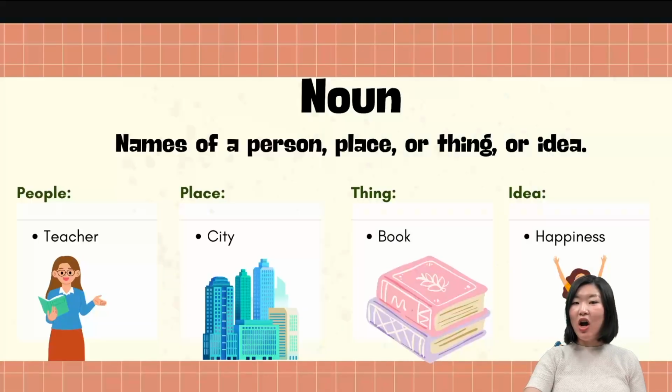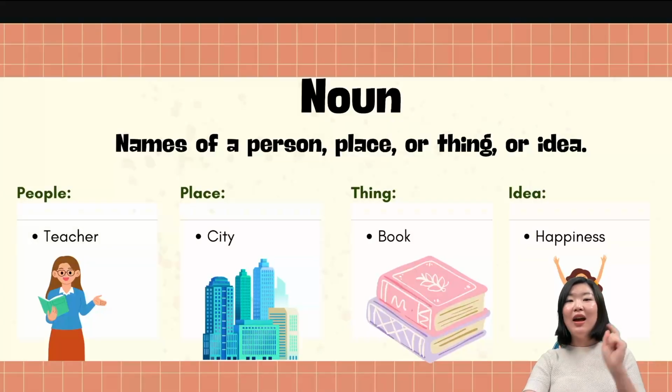So let's move on by talking about nouns. Noun is a very, very important part of the English language. A noun describes a person, place, thing, or idea. What are people? Like teacher, police officers, firefighters, they're all part of people, right? So it is a noun.